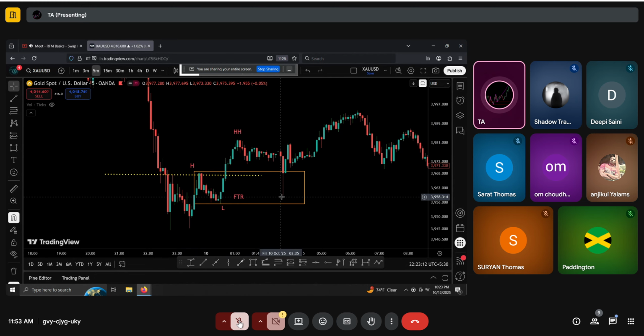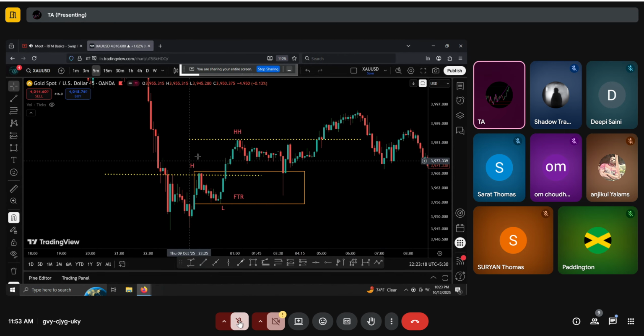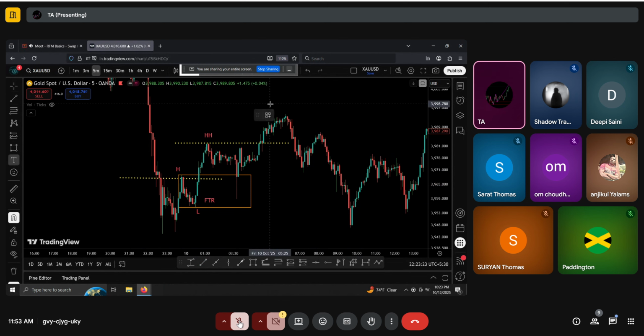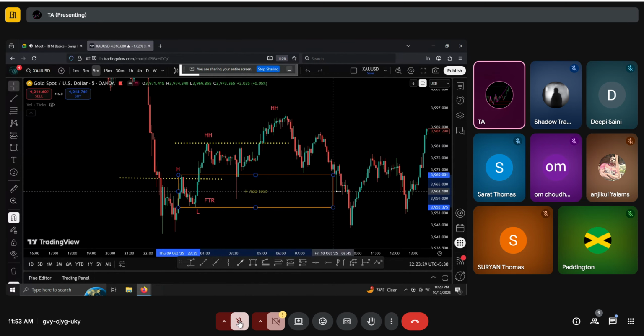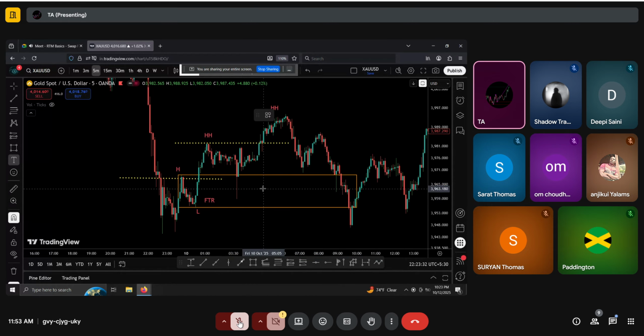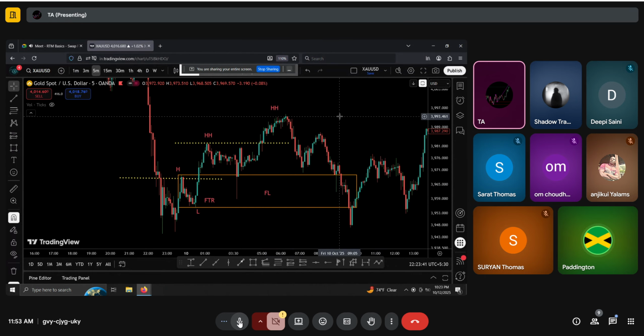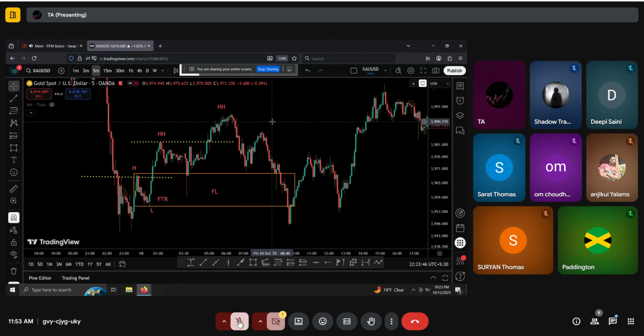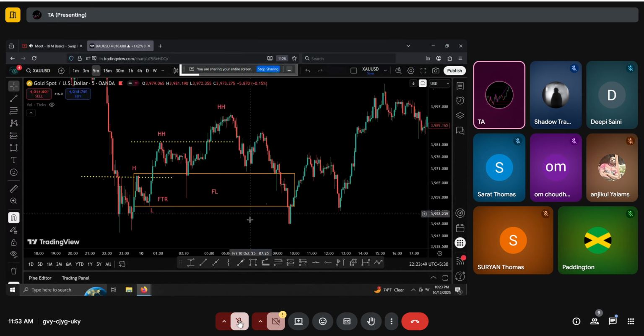Price pulled back to this FTR and then goes up again, right? When price crossed this and created another high, what do we call this? FL. Now this has become the FL, right? Fine. This is our FL. Yes. Great. So when the price came back, this became our FL, right?